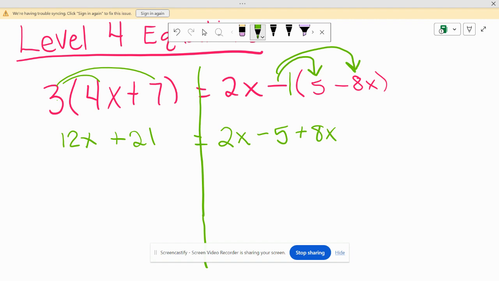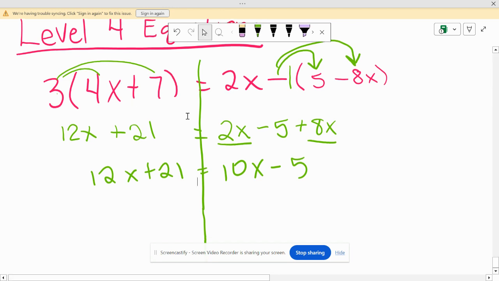Once I've done that, now I'm going to combine my like terms over here. So I've got 2x and 8x. I could also subtract these terms separately, which I've seen some of you do, and that works completely fine. I like to combine like terms, so that's what I'm going to do. So I'm going to keep my 12x plus 21 over here. And then I'm going to combine my 2x and 8x to be 10x minus 5. So now I have a simplified equation. Both sides of the equation are simplified.